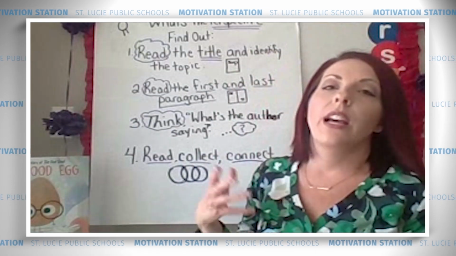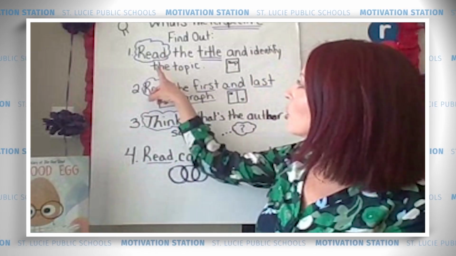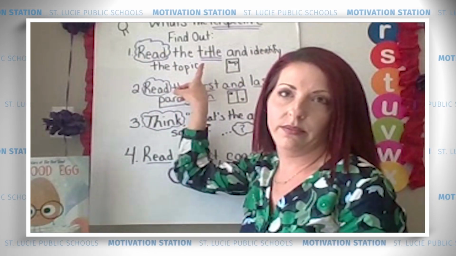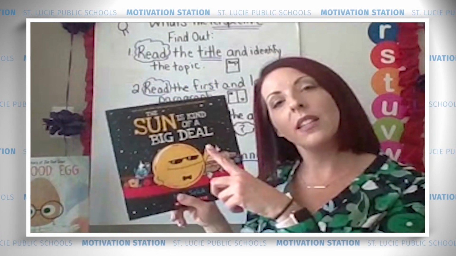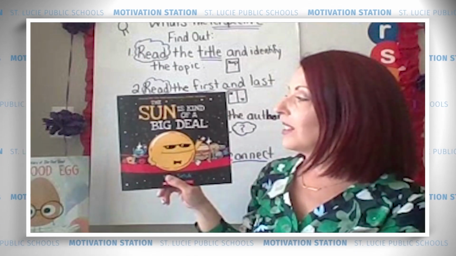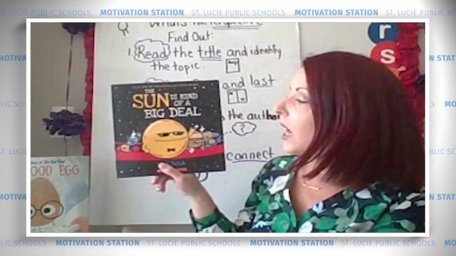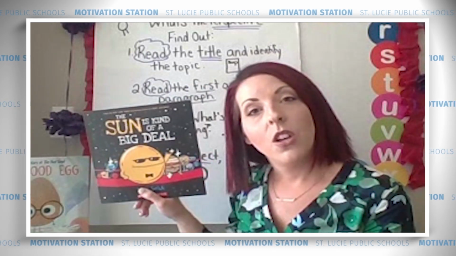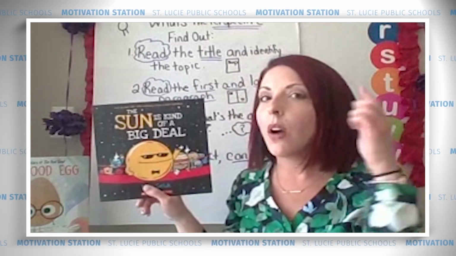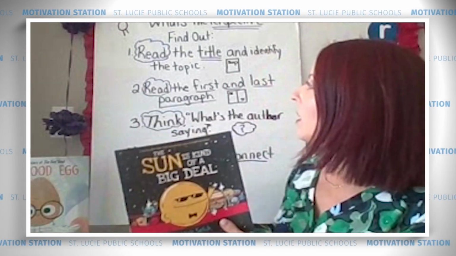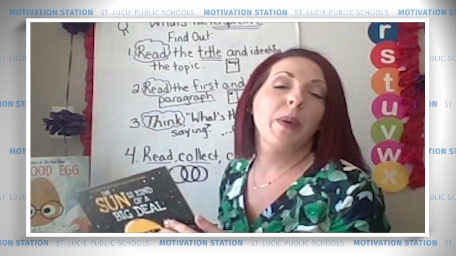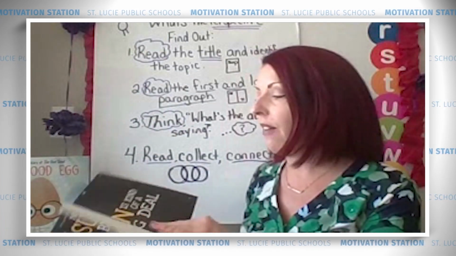When we are looking at our text this week, we want to make sure we read the title and identify the topic. So when I see this title, The Sun is Kind of a Big Deal, I can see right away that the topic is going to be about the sun. So as a reader, I already have an idea of what the author's perspective is going to be about, the sun. I'm going to read the first paragraph and the last paragraph.